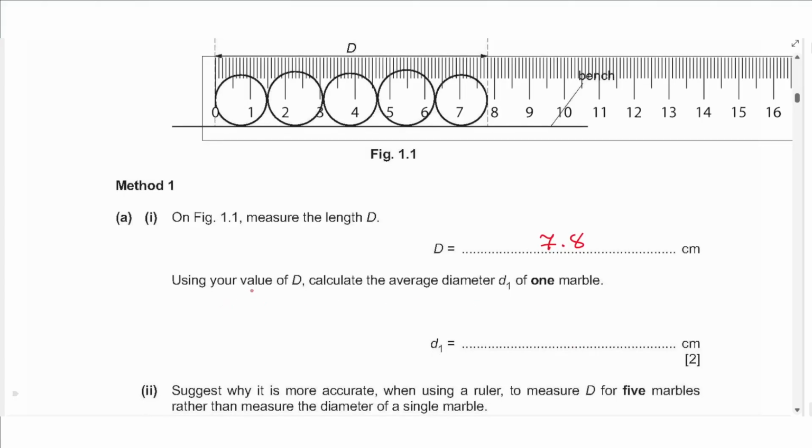Then it says using your value of D, calculate the average diameter D1 of one marble. So we have here 5 marbles, so we divide 7.8 by 5. This gives us an approximate value of 1.56 centimeters. We can say approximately it's 1.6, so we keep the significant figures the same.